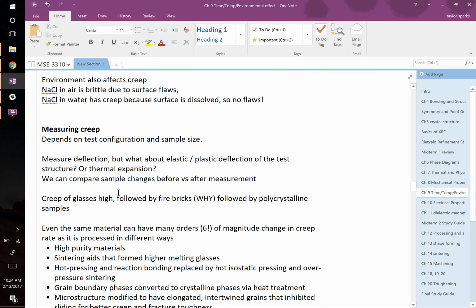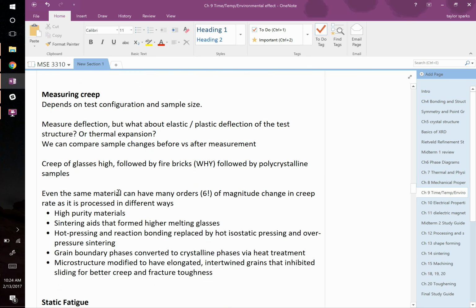Let's skip that. How would you measure creep? What do you think, Barrett? Basically just how much something deforms based on the dimensional size. Yeah, so you're basically describing what they call an interrupted test. You leave it under some condition, take it out, and make a measurement. Yeah, that's a fine way to do it.